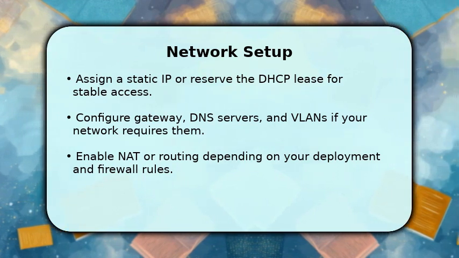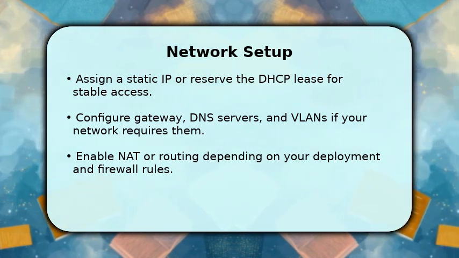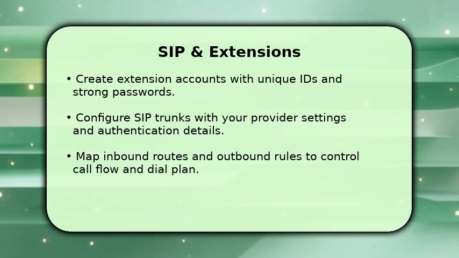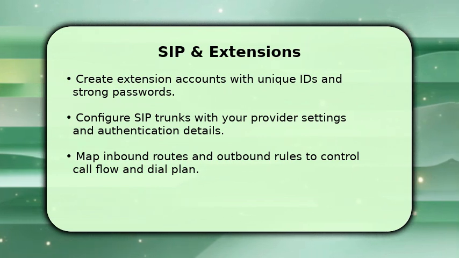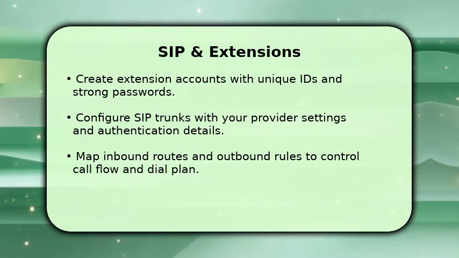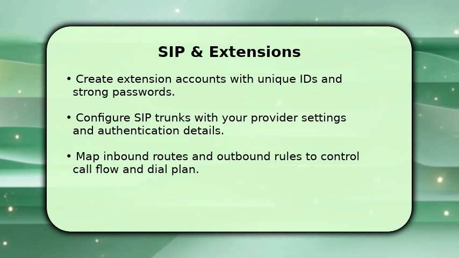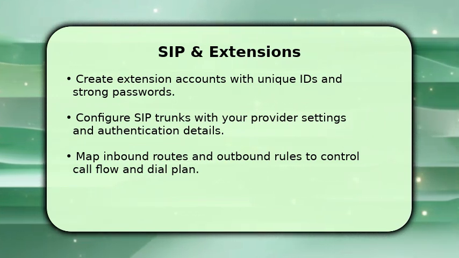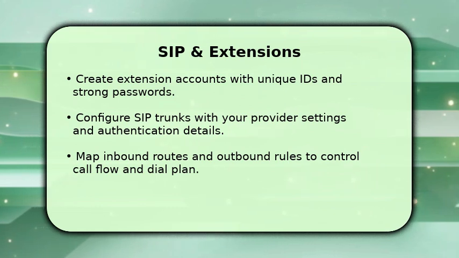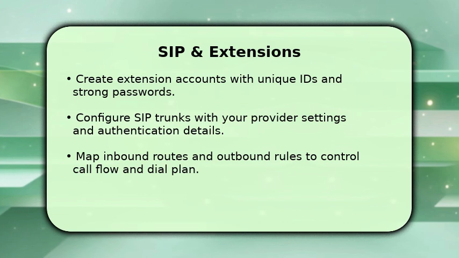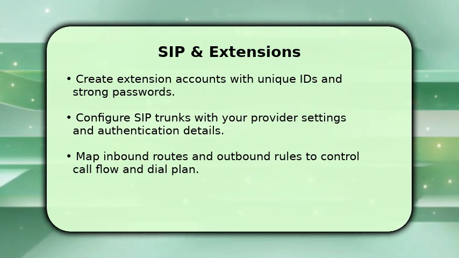Next, we set up SIP trunks and extensions for real calls. Create extension accounts with unique ID and strong passwords, then add your SIP trunk using provider host, port, and authentication details. Configure codecs and RTP ports to match your provider recommendations. Set inbound routes to direct incoming numbers to extensions or hunt groups, and define outbound rules so users can dial externally. Test with a soft phone.